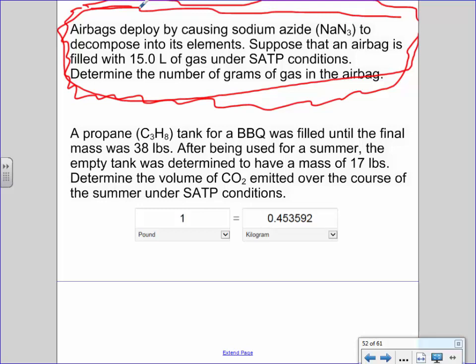Say you're the car manufacturer. You don't want to put in too little sodium azide because then the airbag wouldn't really inflate and that wouldn't save anybody. You wouldn't want to put in too much sodium azide because then it would overinflate, and the airbag would probably rupture before it even hits you. Does that make sense? You want to make sure that it has exactly 15 liters of gas. That's how much you're going to produce.